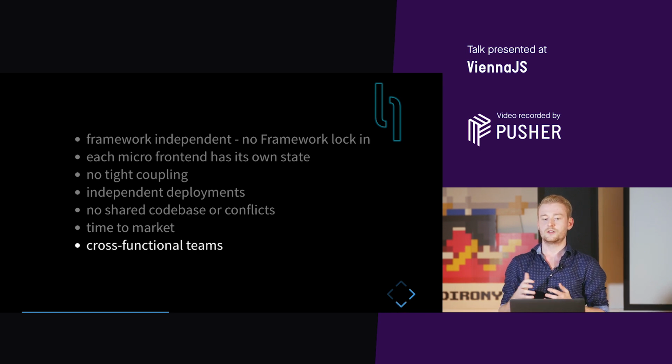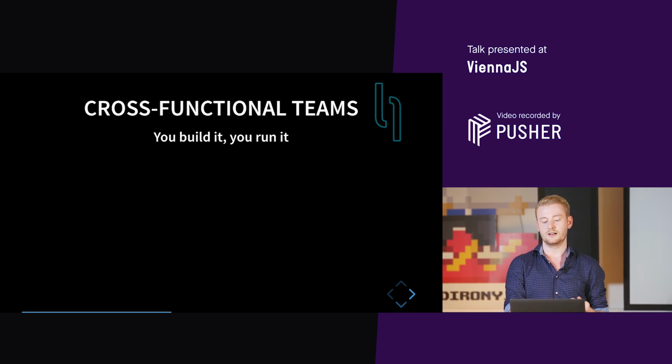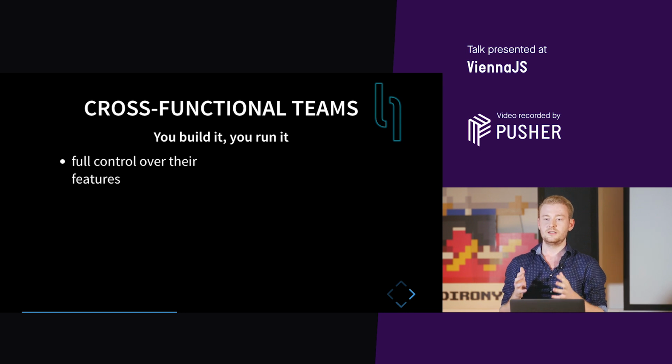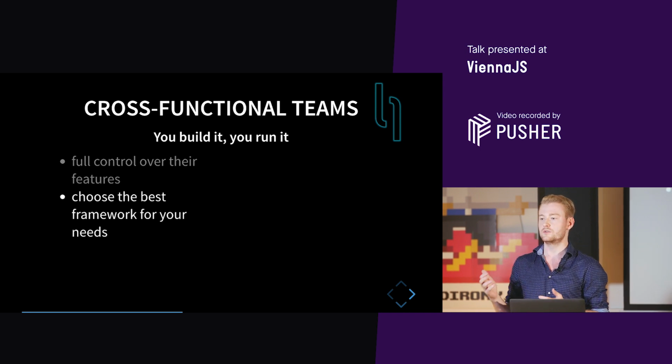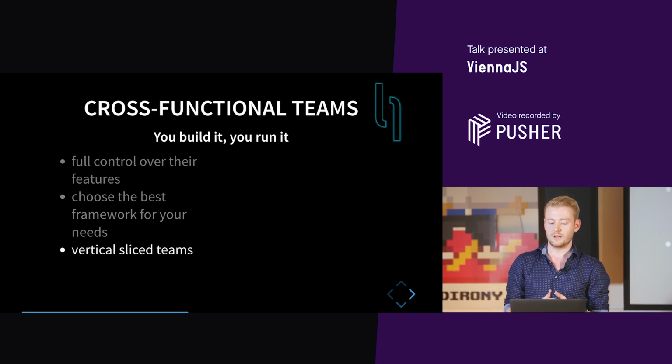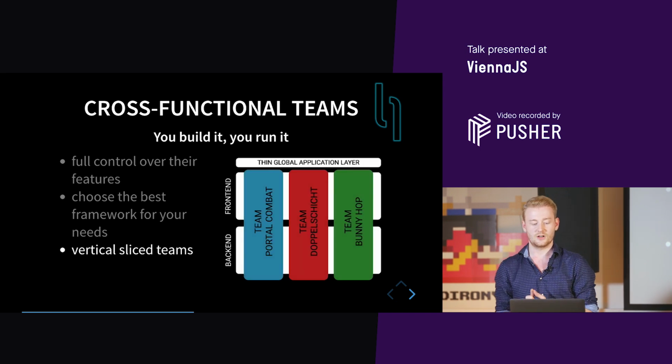And in the end, what you could utilize and you should utilize if you want to build applications using micro frontends are cross-functional teams, just a short explanation. It means that the teams have full control over the features they are building. They can decide what frameworks they want to use, which is the best for their needs. And you should use something like vertical slice teams. Here's just a small picture of how our company split the teams.